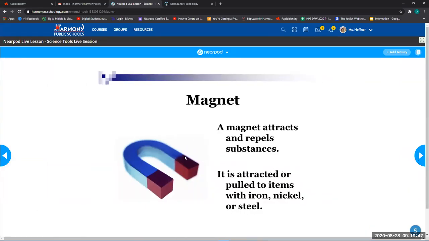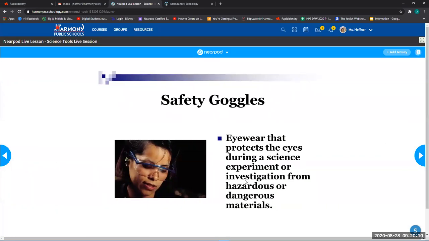Magnets, we will use magnets a few times to run some tests, but since you've already used them in elementary, you know the basic principle of them. We don't use them a lot in sixth grade. We talk about things being magnetic. Most things that are iron, nickel, or steel will attract to a magnet. Safety goggles, that is technically still a tool. We talked about that in science safety the other day. They just protect your eyes from any kind of particles or chemicals that might get in them while you're doing science.